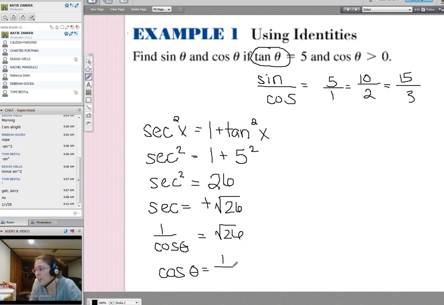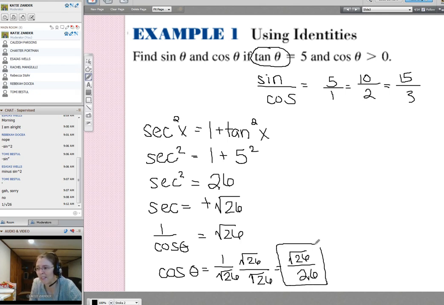One over the square root of 26. Now we want to rationalize that because we don't want to leave the square root in the denominator. All right, but we got cosine. Whew, that's not very pretty, is it? All right, once we have the cosine value, we're halfway done. We still want to find the sine value, right?